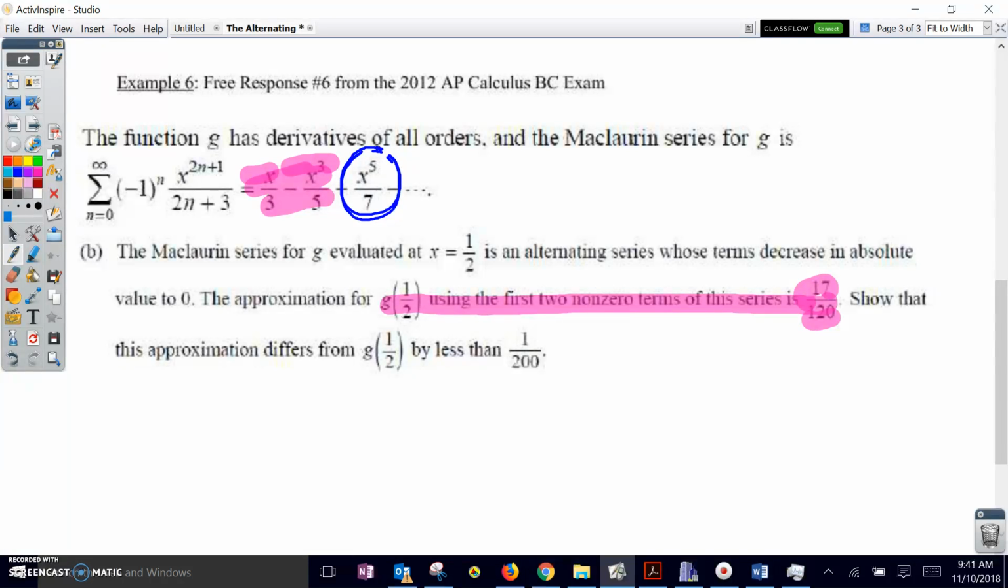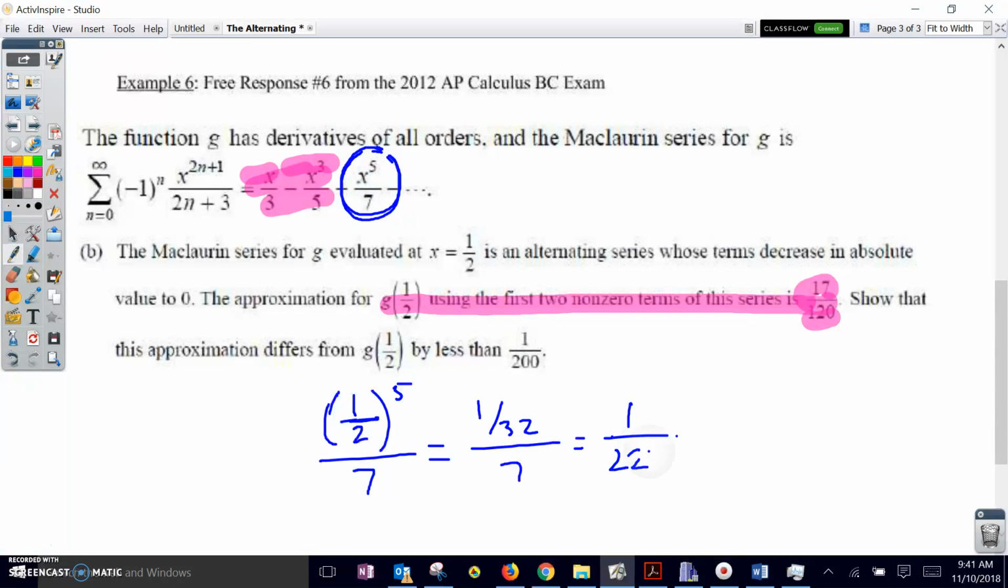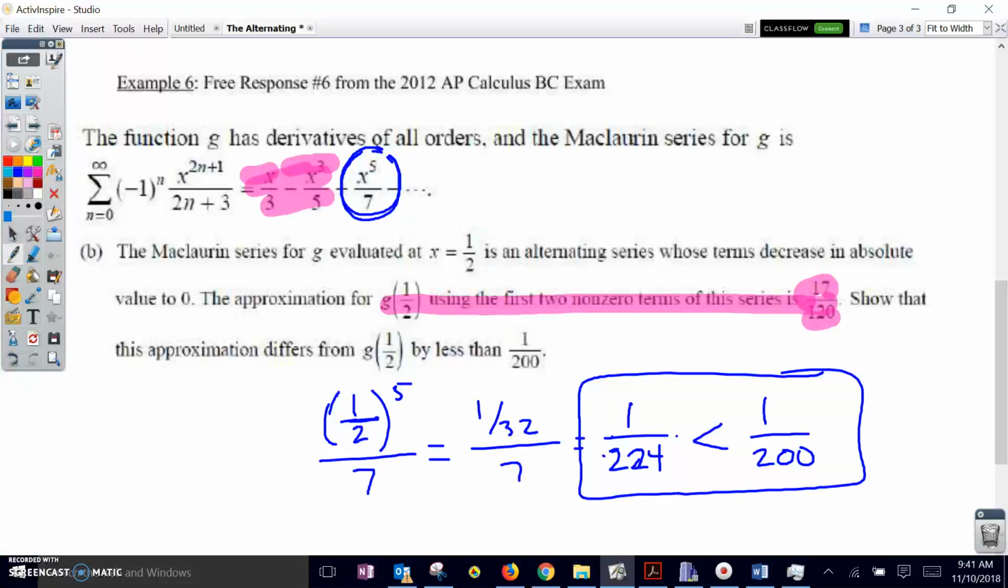And so, to find the error of the approximation, we're just going to put 1/2 in here for x. And that's going to be 1/32 over 7, which is 1/224, and 1/224 is less than 1/200. And so we've shown that the error of the approximation has to be less than 1/200. That wasn't too bad, especially for an AP free response question.